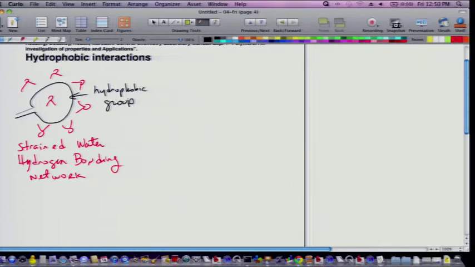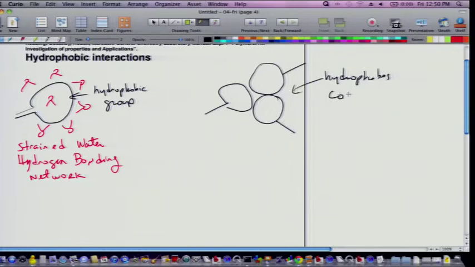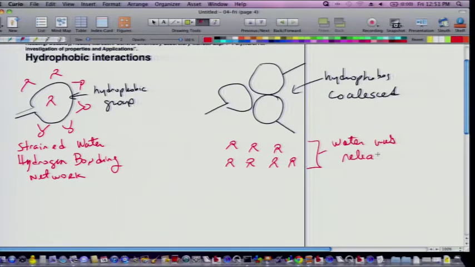And you can imagine that this is one possible configuration, and on the other hand you can imagine a situation where a bunch of hydrophobes have come together. So let's say our hydrophobes have coalesced. And what happened when that occurred is that the waters were released. Okay, so I'm just going to draw the waters down here. Water was released to bulk solvent.